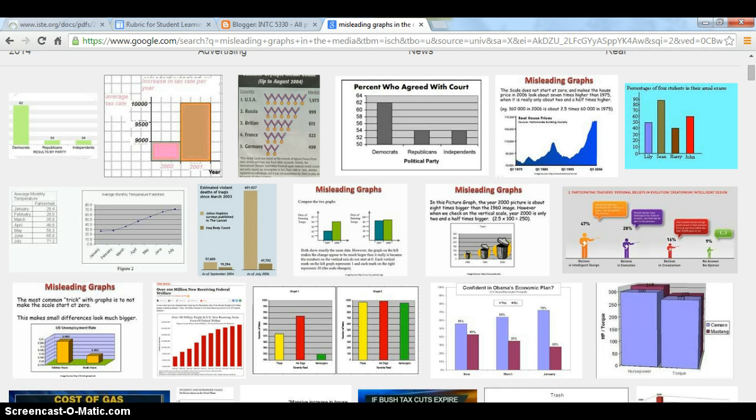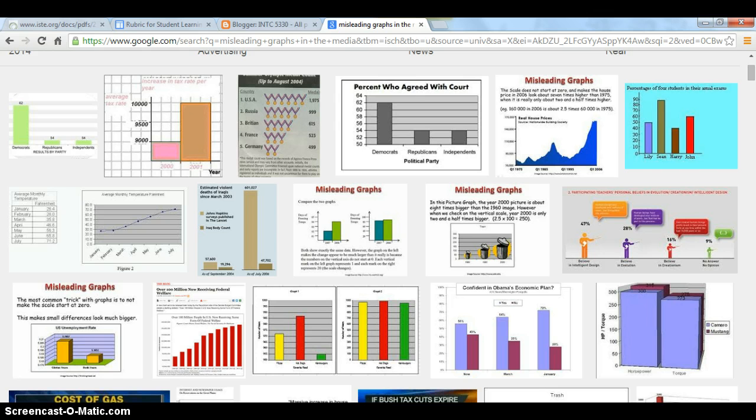So the students need to understand that they're looking at size, they're looking at the intervals, they're looking at the titles, they're looking at outliers. Sometimes it's color usage, sometimes it's the type of graph that's used. So they need to sit and decide, why did they use this? What makes it misleading? What was their goal in trying to make that graph, to deceive people, basically?